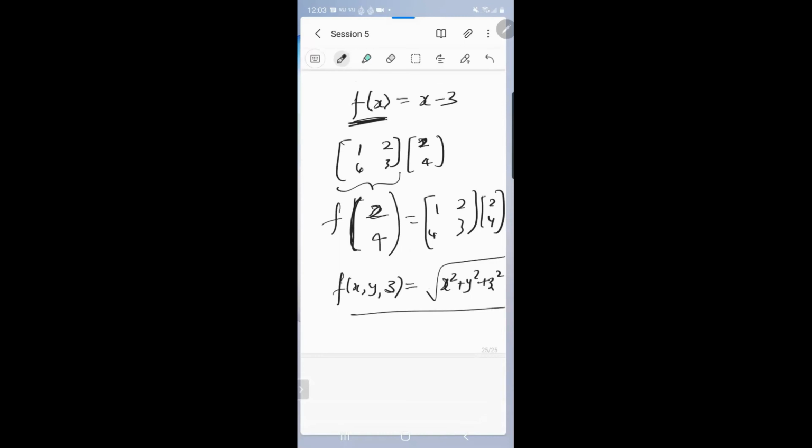This is the equation for the distance of a point from the origin in three-dimensional space. So this is not saying anything else. This is just a function and this represents something. So don't replace that with y.